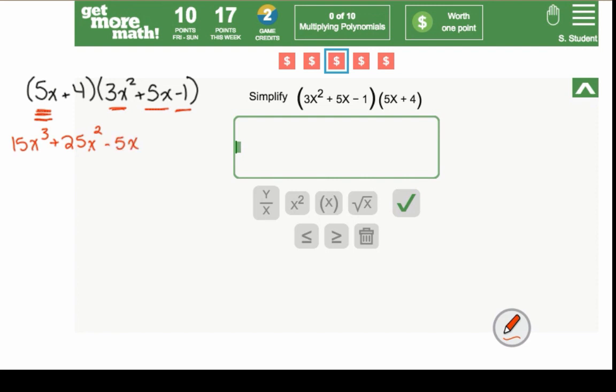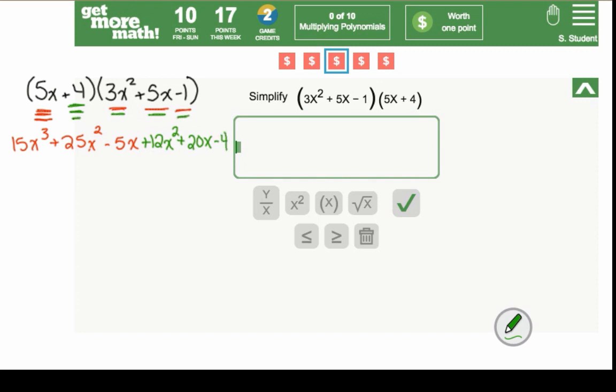Now we're going to do that same thing for the 4. So 4 times 3x squared. 4 times 3 is 12, and then x squared times 1 is x squared. Then you're going to take the 4 times the 5x. So 4 times 5x is 20x. And then you're going to take 4 times the negative 1 and get a negative 4.